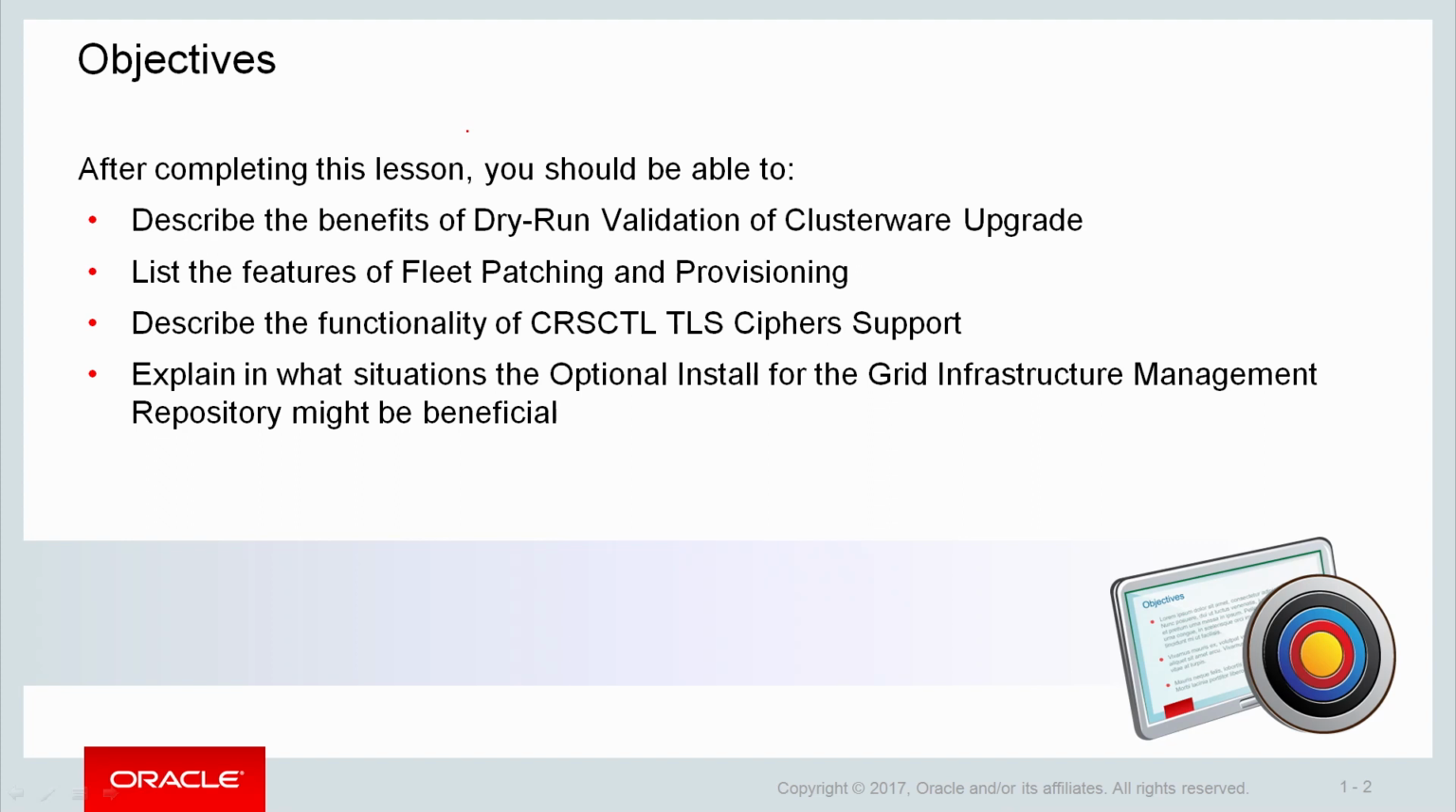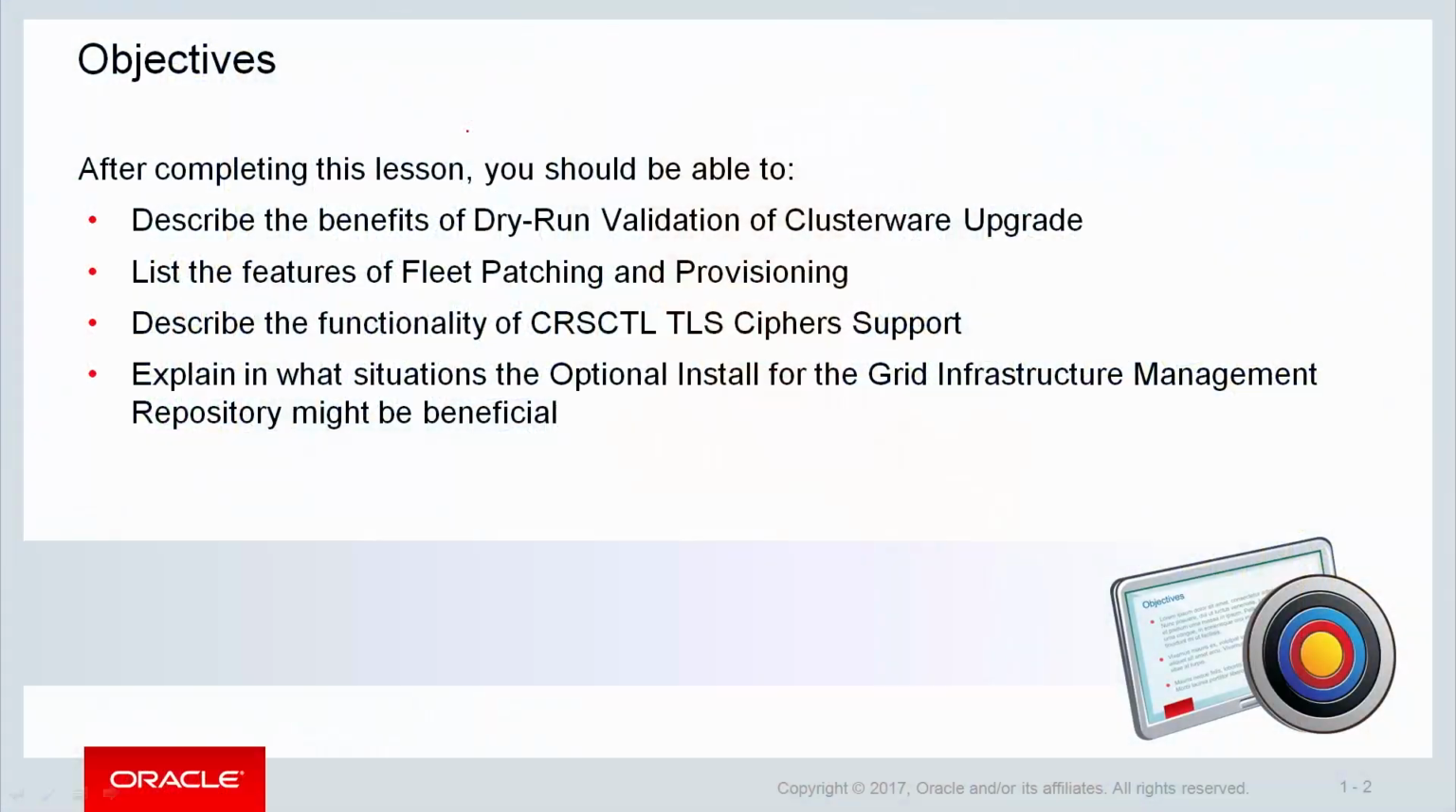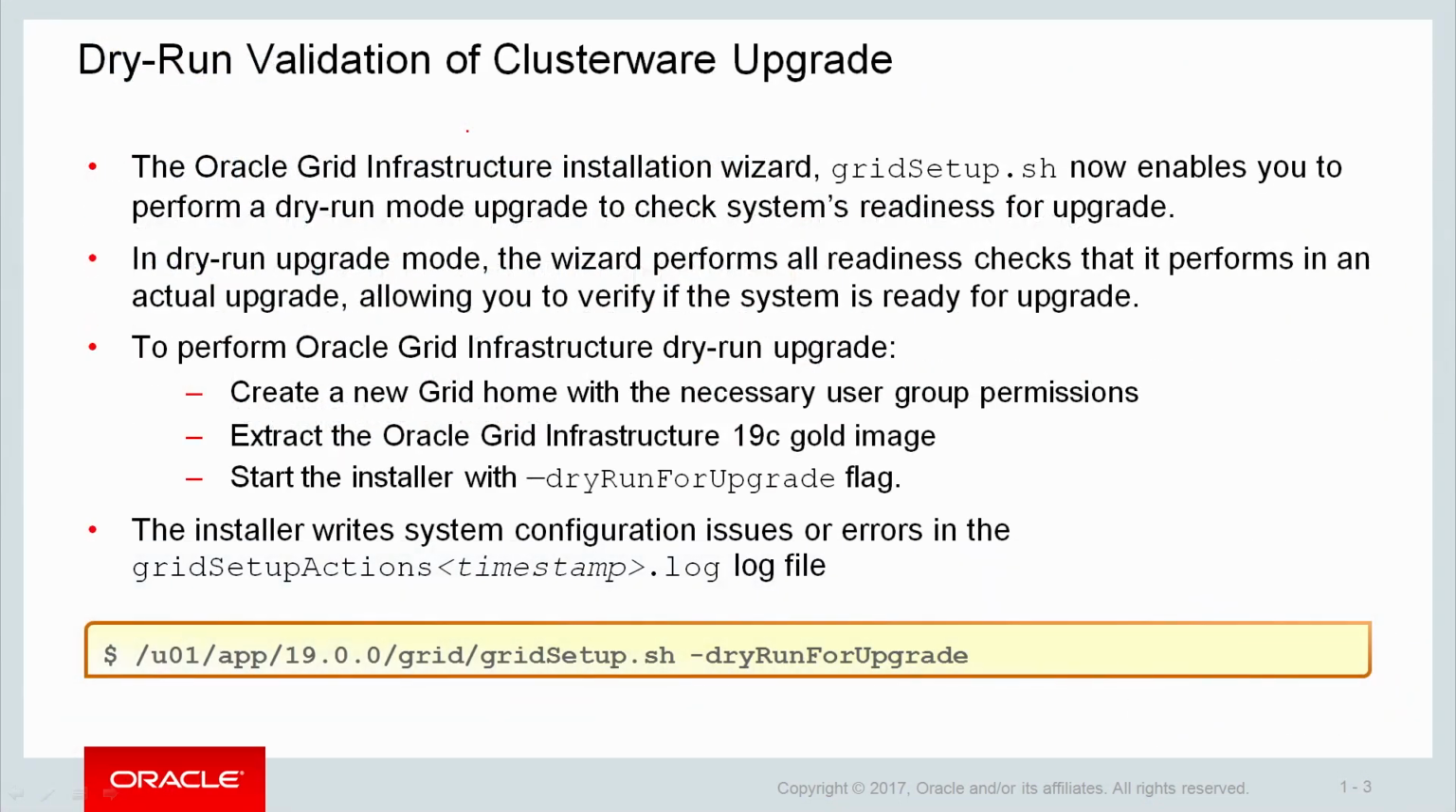So objectives: after completing this lesson, you should be able to describe the benefits of dry run validation of Clusterware upgrades, list the features of fleet patching and provisioning, describe the functionality of the CRSCTL TLS cipher support, and explain in what situations the optional install of the Grid Infrastructure Management repository might be beneficial for you. But let's first of all look at the dry run validation of Clusterware upgrades.